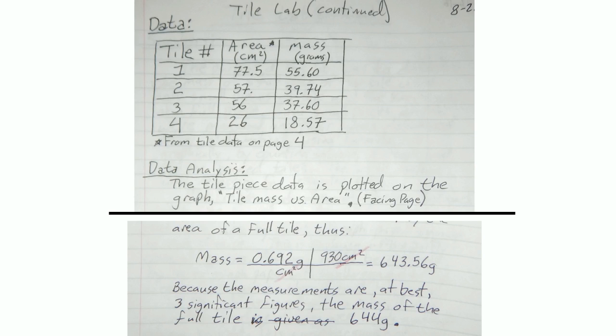I put them in order of the tile numbers, 1, 2, 3, 4, and I listed them in area and mass so that I could plot them appropriately.